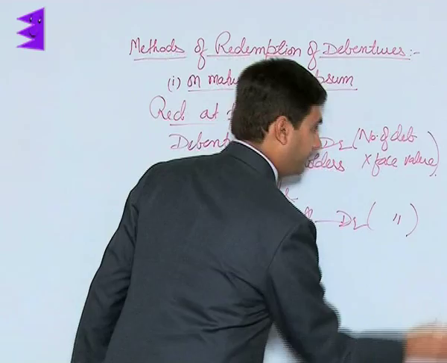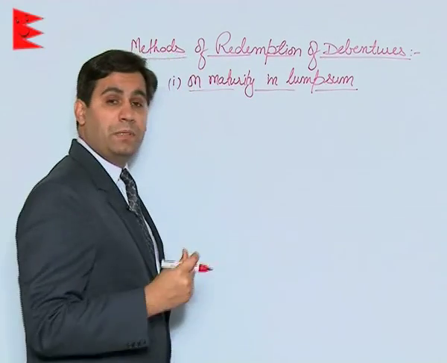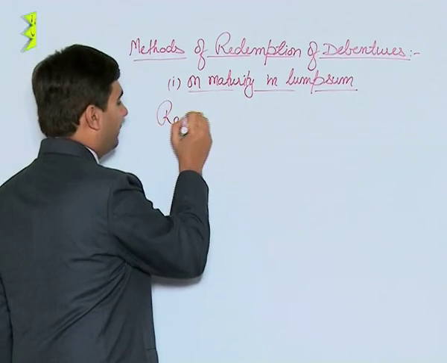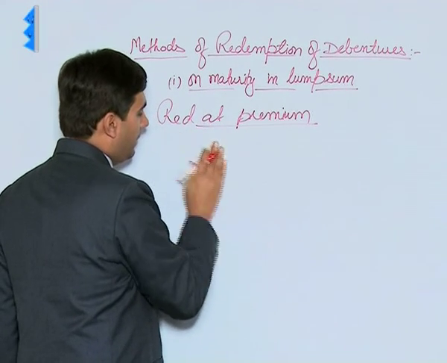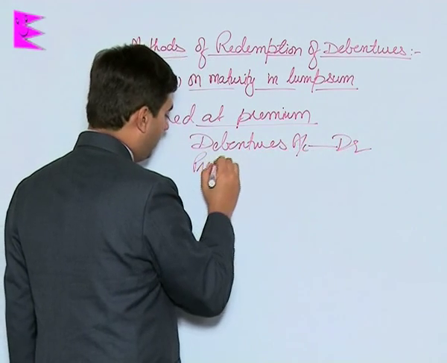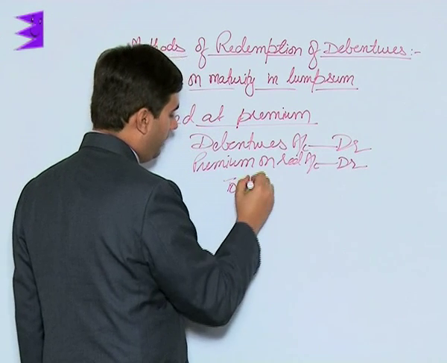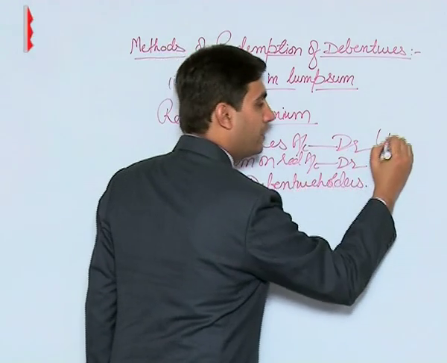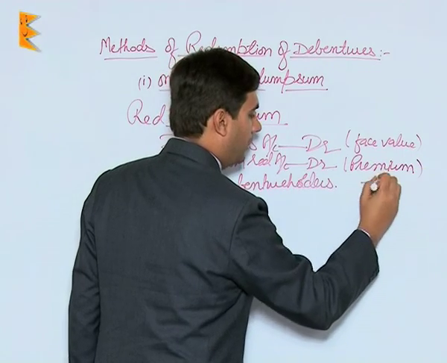There can be a situation wherein debentures are redeemed at premium. Now students, redemption at premium means that you are paying an amount over and above the face value of debentures. So when they are redeemed at premium, premium on redemption is also payable to debenture holders. So the entry is debentures account debited, premium on redemption account debited to debenture holders. That is face value here, premium on redemption here, and the total amount here.